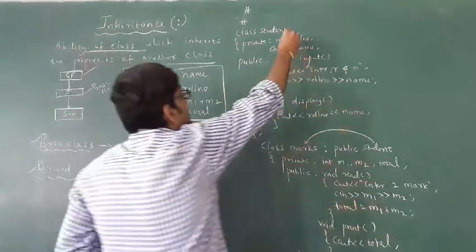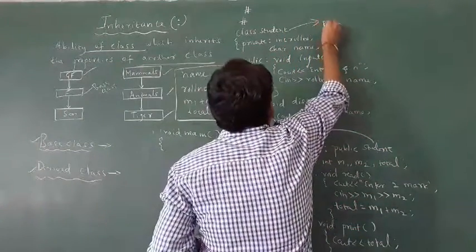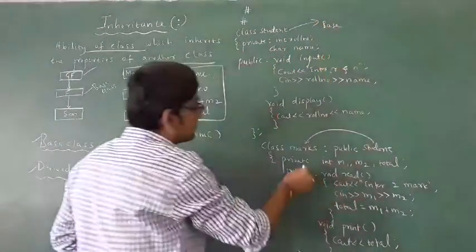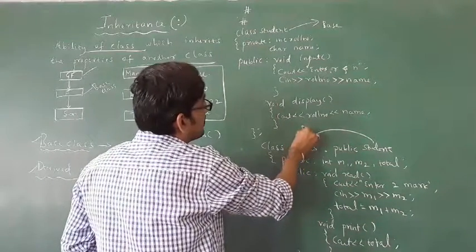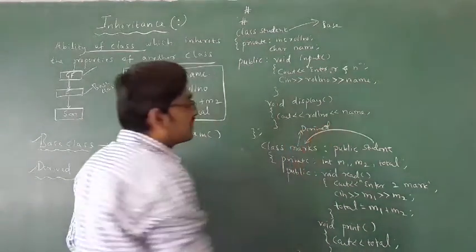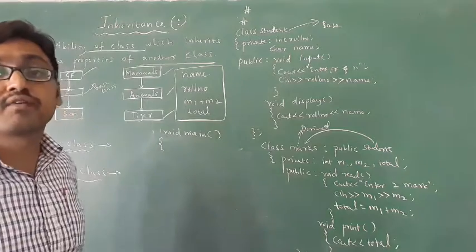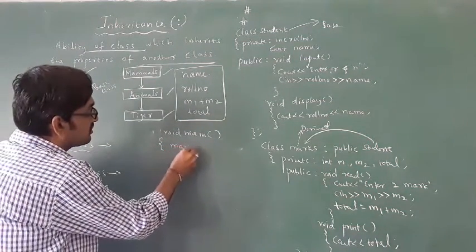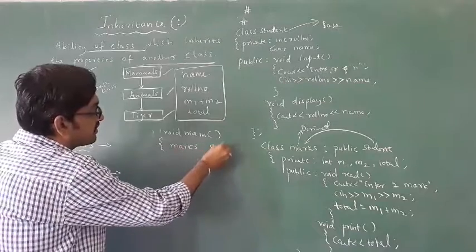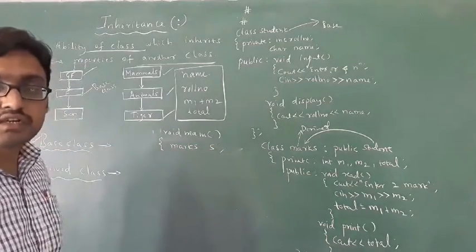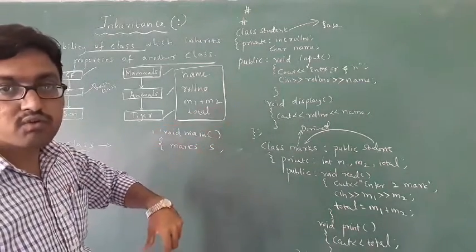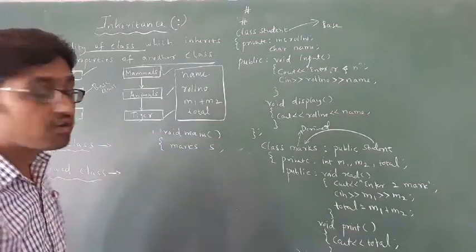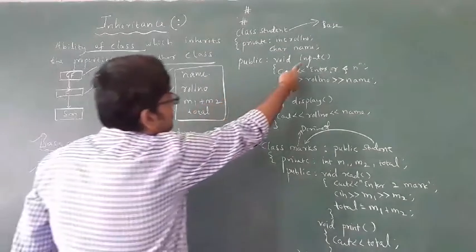See, Student is nothing but the base class, and this class Marks is nothing but the derived class. Make sure you take Marks, then I create one object. Then you have to call the member functions by using the dot operator. By using the dot operator, you can call many member functions here.